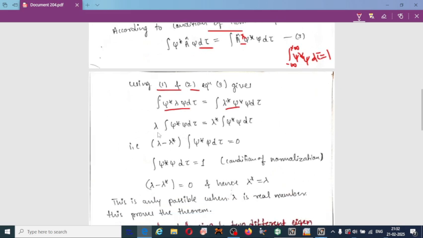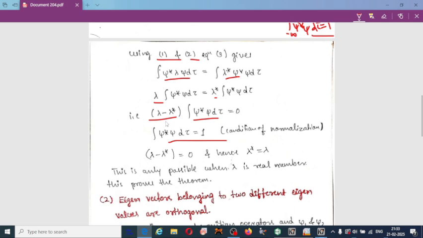Then you can take lambda outside the integral, that is lambda integral psi star psi d tau equal to lambda star integral psi star psi d tau. If we subtract these two equations, lambda minus lambda star times integral psi star psi d tau is equal to 0. Okay, this means this integral is not equal to 0. As I said, psi star psi vanishes at minus infinity to plus infinity, that is the normalization condition equal to 1. Okay, condition of normalization.